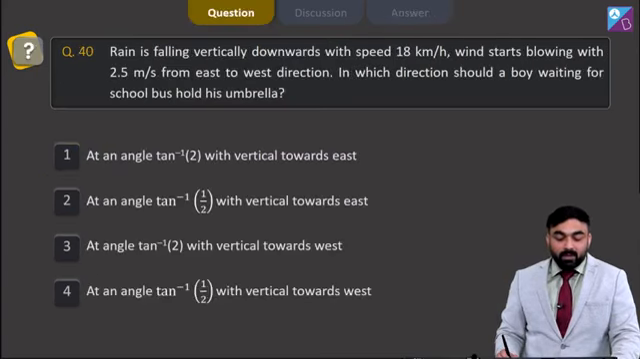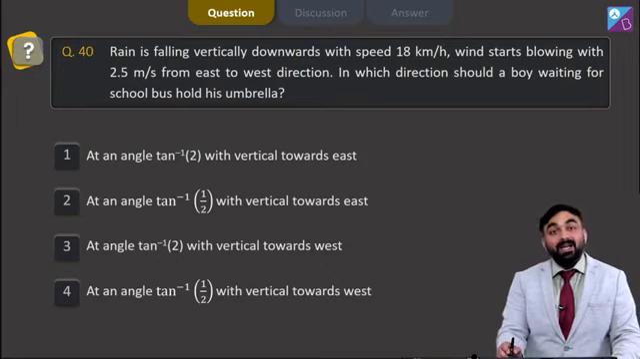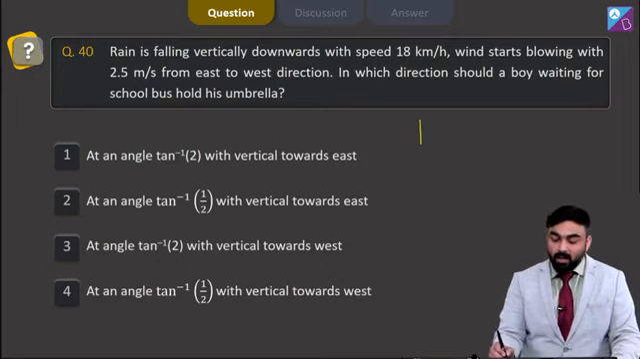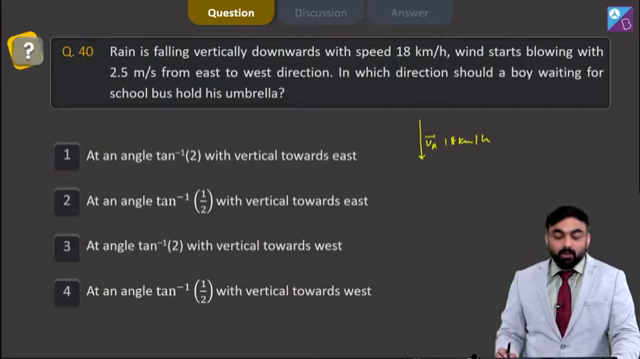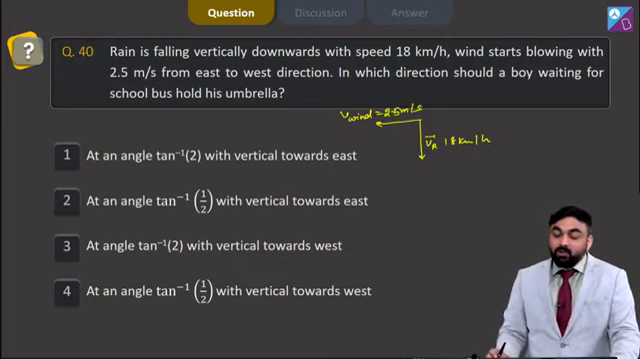Moving on to question number 40, which says rain is falling vertically downwards with speed 18 km per hour. So the velocity of rain here is 18 km per hour. Wind starts blowing with 2 meter per second from east to west. So it is flowing from east to west. This is the velocity of wind, 2.5 meter per second. In which direction should a boy waiting for a school bus hold his umbrella?